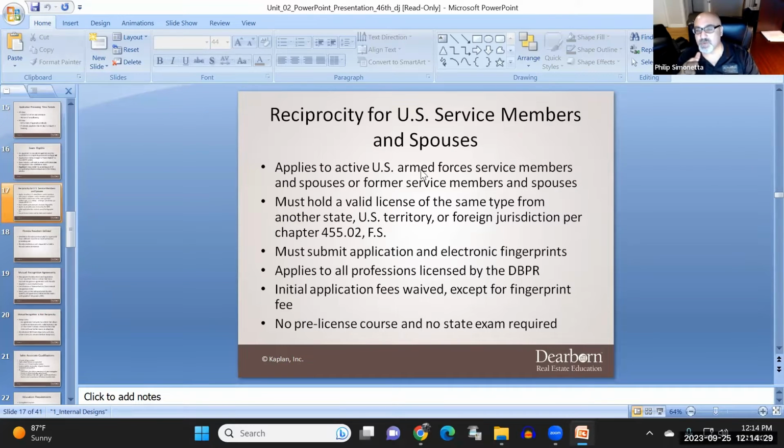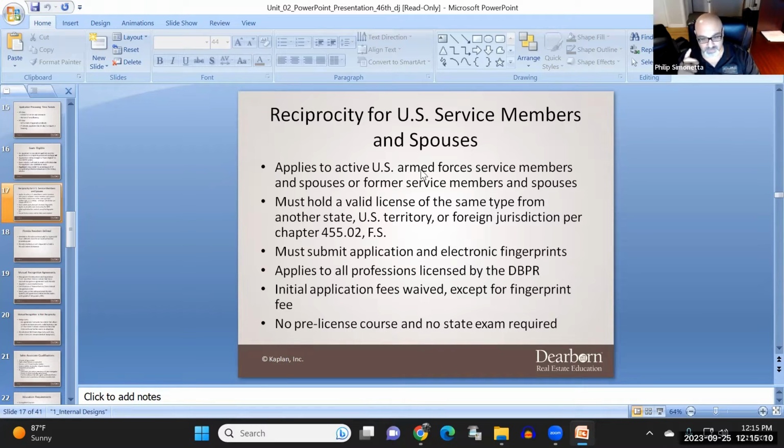Reciprocity for U.S. service members and spouses. Now, this is just for U.S. service members. You may see something on this. It applies to active U.S. Armed Forces service members and spouses of former service members and spouses. They must hold a valid license of the same type in any state in the United States, U.S. territory, or foreign jurisdiction per Chapter 455, Section 02, Florida Statutes. They must submit an application and fingerprints, and it applies to all professions licensed by the DBPR.